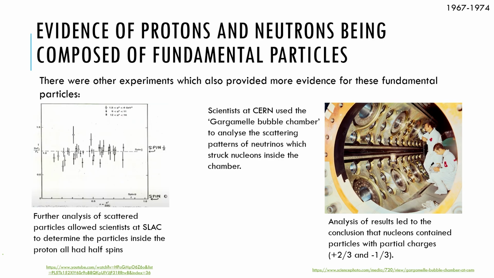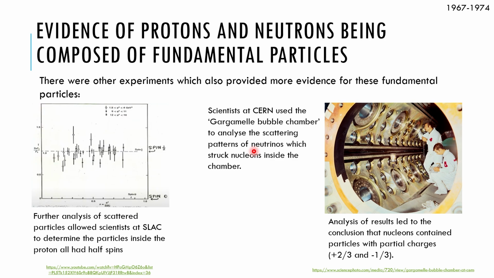However, there were other experiments during this time period that gave further evidence to Gell-Mann's ideas. In other similar experiments at SLAC, we also were able to determine that these particles inside the proton, generally speaking, were measured to have a spin of 1/2. This agrees with Gell-Mann's theoretical work. And at CERN, an apparatus called the Gargamel bubble chamber was used to conduct scattering experiments with what we call neutrinos. And these neutrinos struck the nucleons which existed inside the chamber.